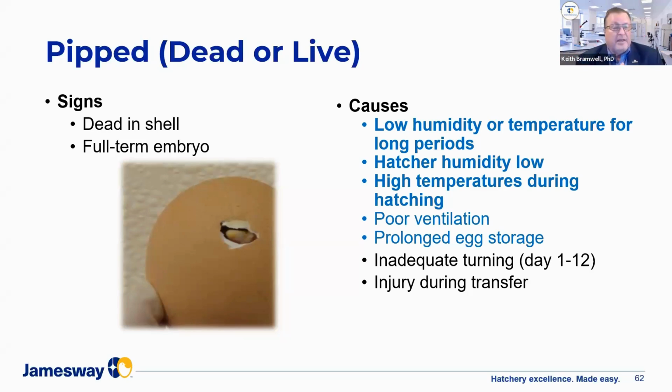So if you have a lot of dead pips, dead in the shell, full-term embryos, what could it be? Low humidity or temperature for long periods, low hatchery humidity, high temperatures during hatching, poor ventilation, prolonged egg storage. So think about it. If we have an excess number of pipped live, way too many normal looking chicks that are pipped, they're live, they're just not hatched, we can immediately look back and say, okay, temperature is what gives us the rate at which our embryos grow. With lower temperatures we got just too slow growth. So when it's time to pull those eggs, we had some chicks that just never quite made it to that period of time.